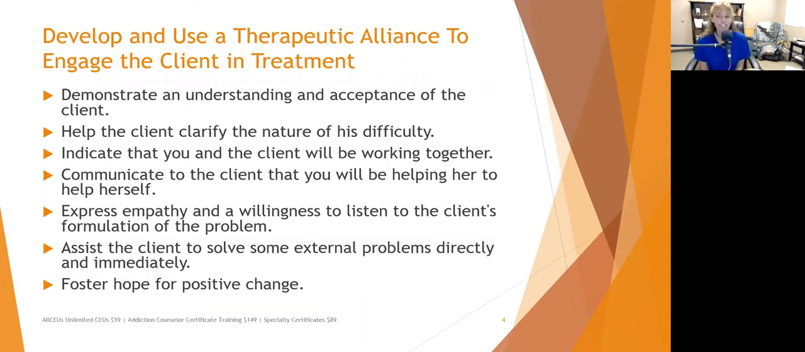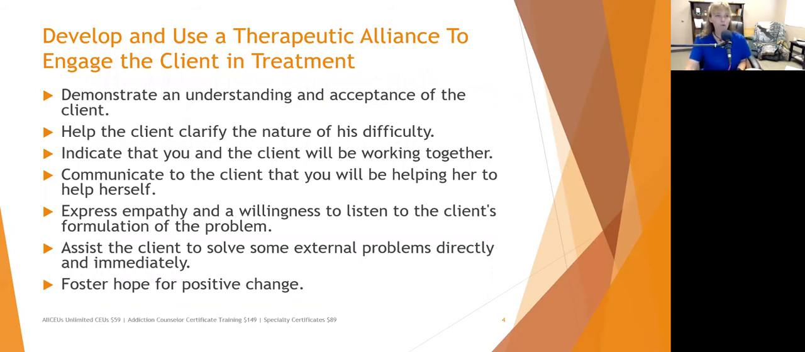We need to express empathy and willingness to listen to the client's formulation of the problem. Assist the client in solving some external problems directly and immediately. So, what brought them there? And what is the most pressing thing in their mind that needs to start changing? And what can we do to help facilitate that? This will foster positive momentum and hope for positive change.